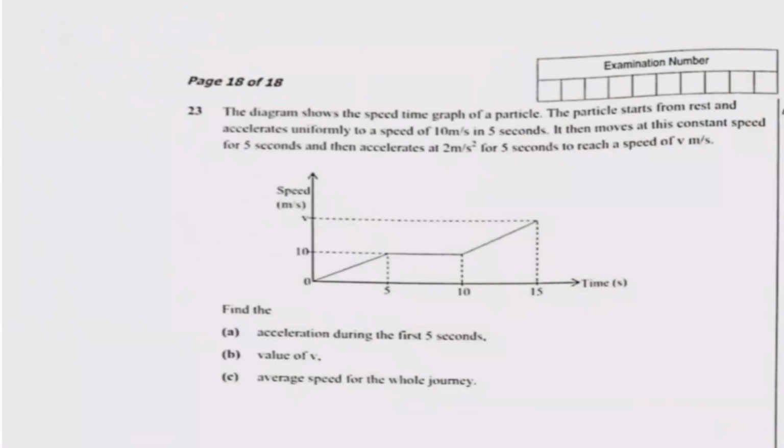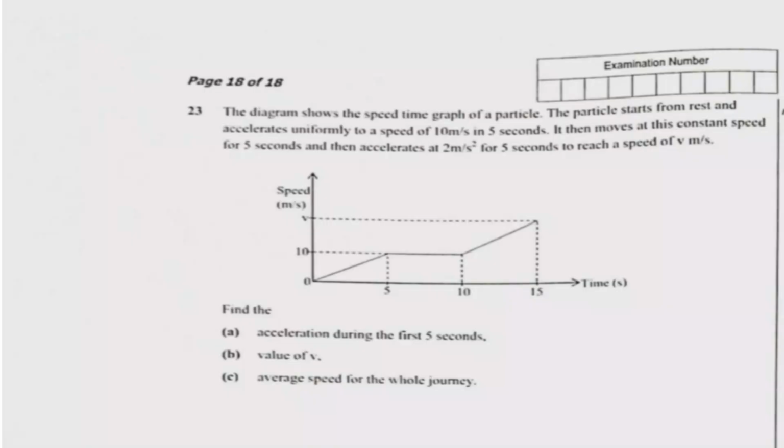Okay, we come to 23. Question 23 is as follows. The diagram shows the speed-time graph of a particle. The particle starts from rest and accelerates uniformly to a speed of 10 meters per second in 5 seconds. It then moves at this constant speed for 5 seconds and then accelerates at 2 meters per second squared for 5 seconds to reach a speed of v meters per second. So the actual questions are as follows.